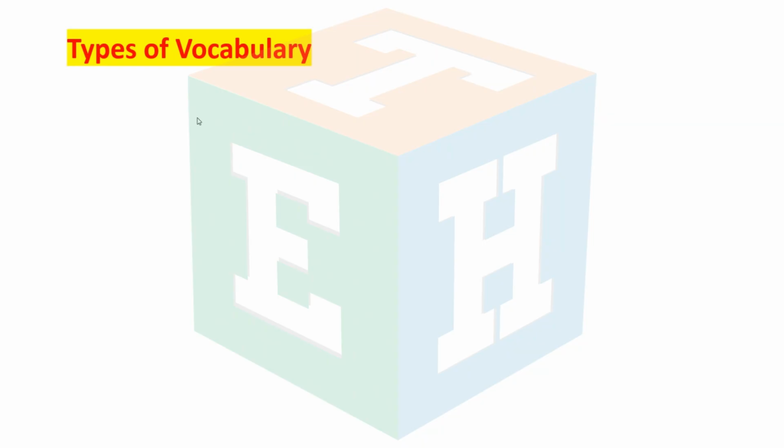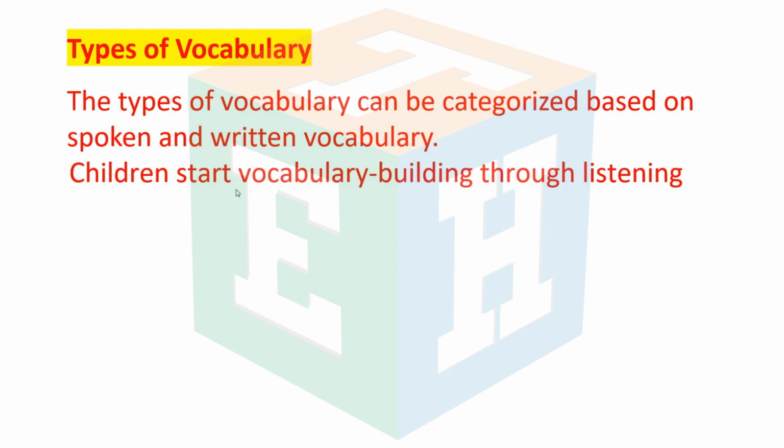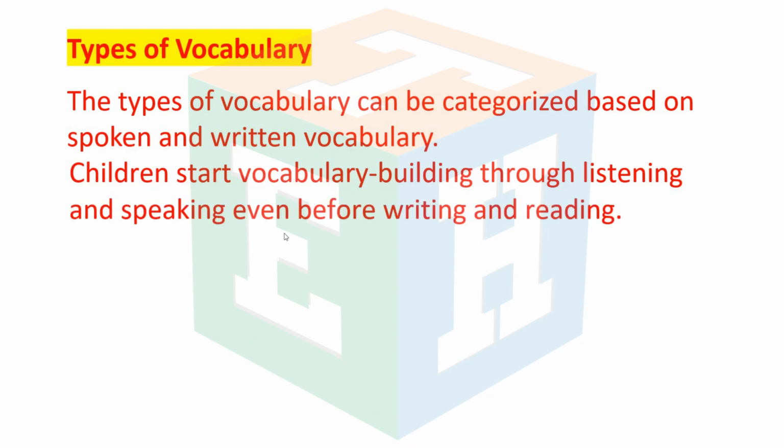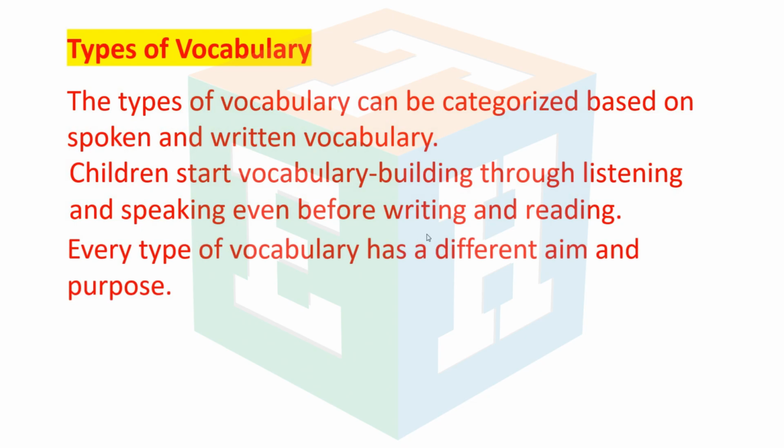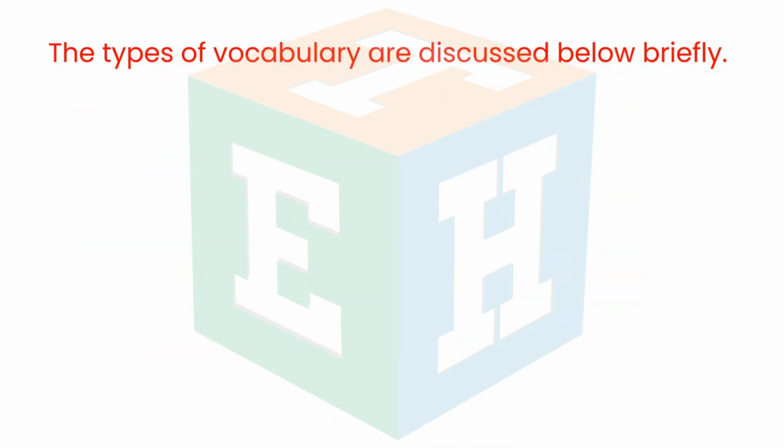Types of vocabulary. The types of vocabulary can be categorized based on spoken and written vocabulary. Children start vocabulary building through listening and speaking even before writing and reading. Every type of vocabulary has a different aim and purpose. However, the development of one type of vocabulary facilitates another. The types of vocabulary are discussed below briefly.